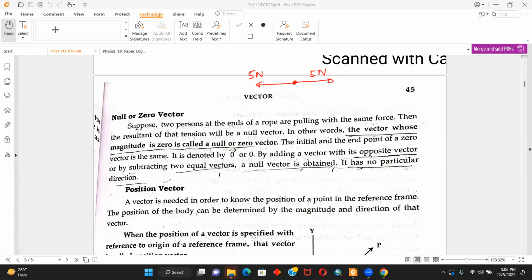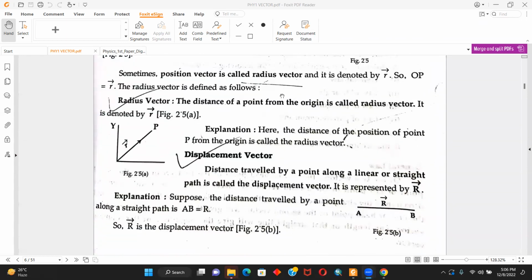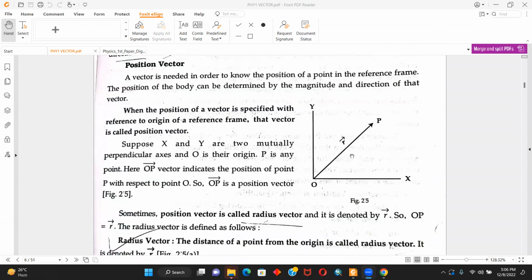So they have said that by adding a vector with its opposite vector, or by subtracting two equal vectors, a null vector is obtained. Understand? I think these are very clear things. Position vector, I am not going into that because it will take a little time. So we can start from the next day.